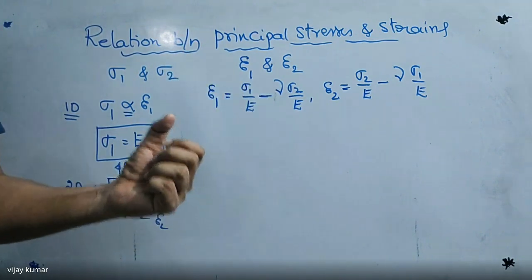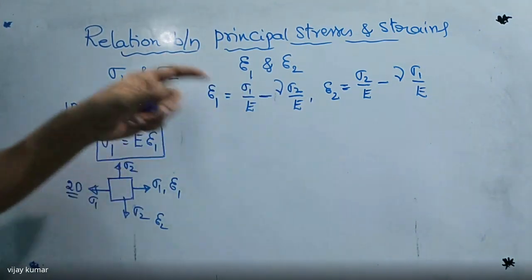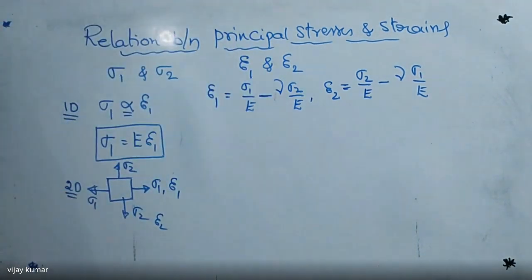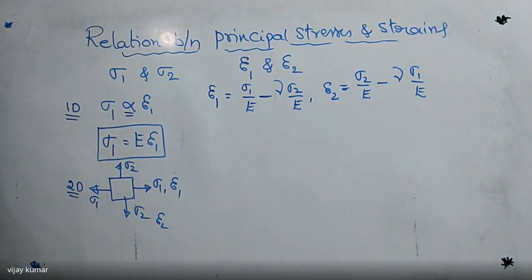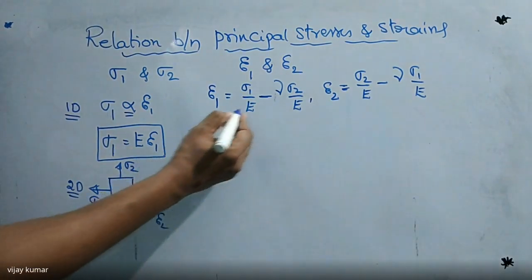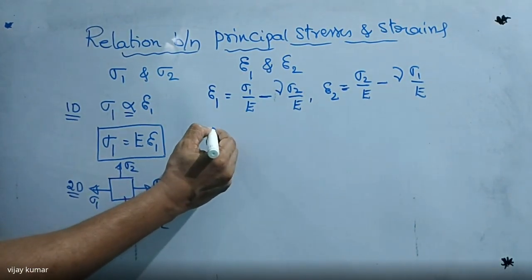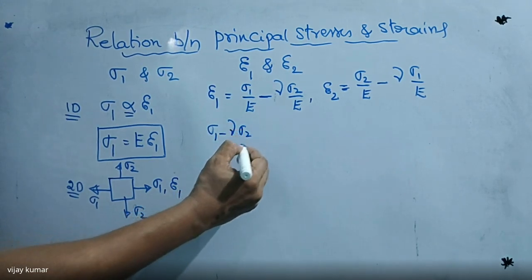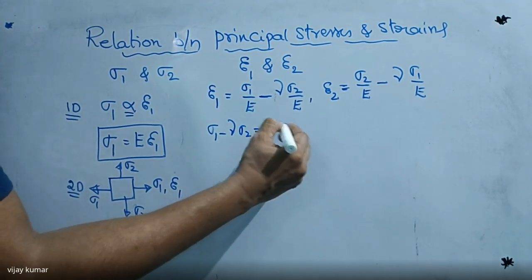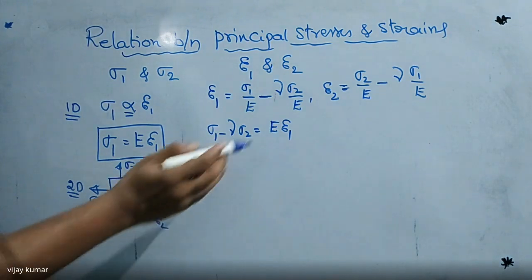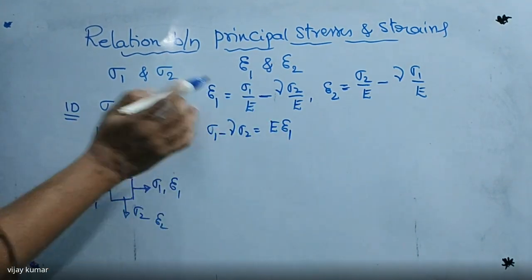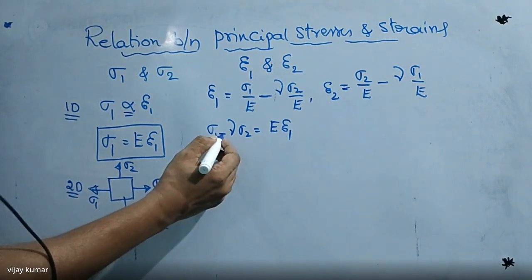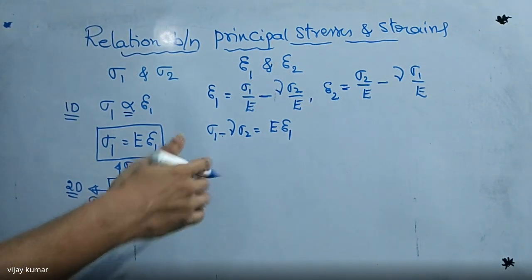So I'm going to write all the principal stresses in terms of strain. Now see this one, how to write it. By using this relation, I am going to write sigma 1 minus Poisson ratio into sigma 2 is equal to E into epsilon 1. I am going to take the LCM here, multiplied by E, we are getting that value. Now here I want to write sigma 1.